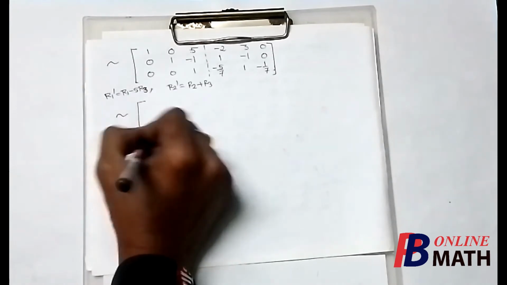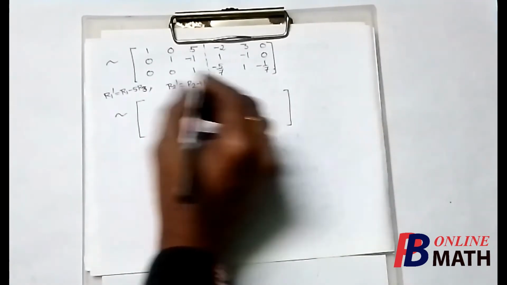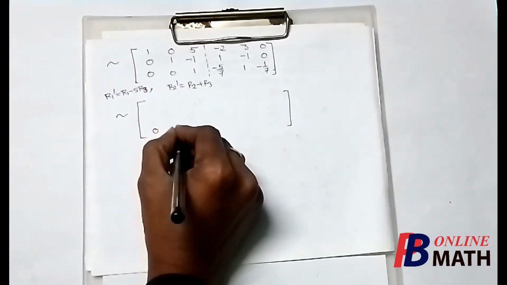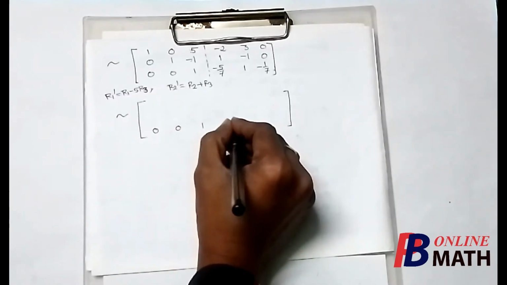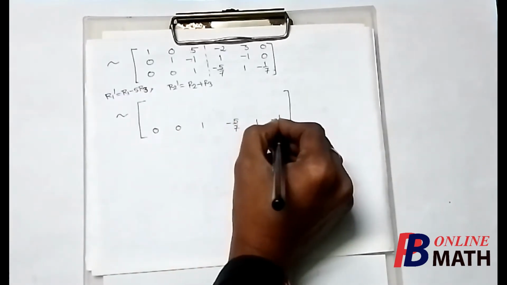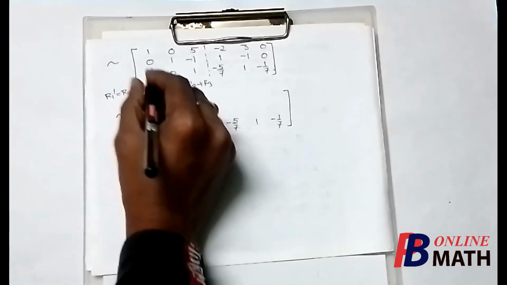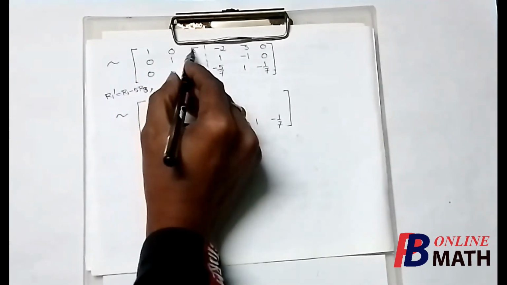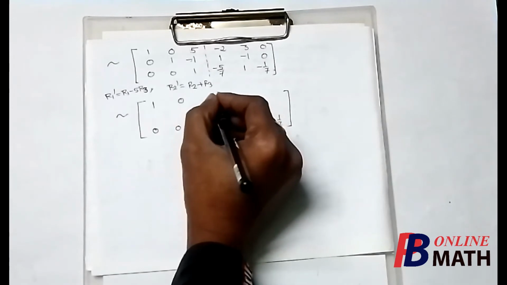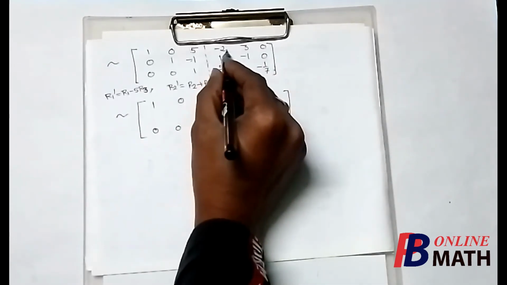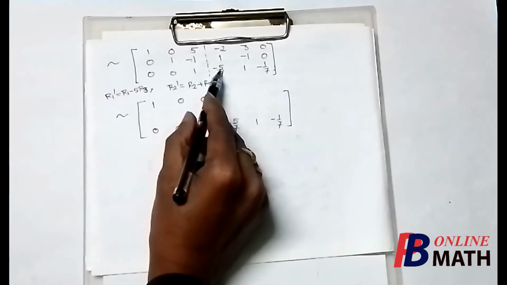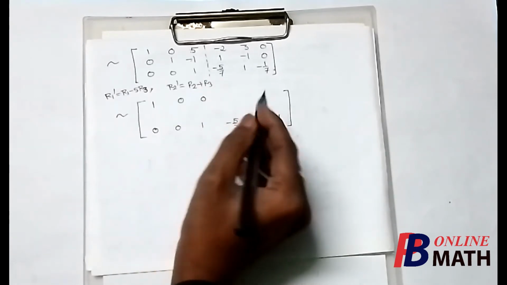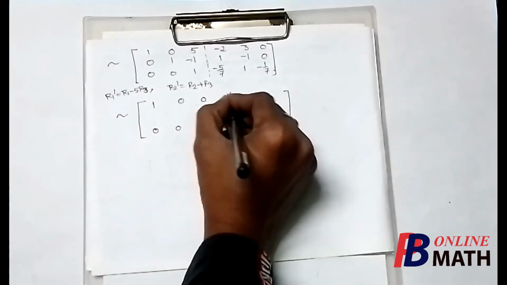So if we apply these two row operations on the first and second row, keeping the third row unchanged, then the first row will be 1 minus 5 into 0, 1, 0 plus 0, 0, 5 minus 5 into 1, that is 5 minus 5 is 0, minus 2, minus 5 by 7 into minus 5. So it is 25 by 7 minus 2, that is 11 by 7.